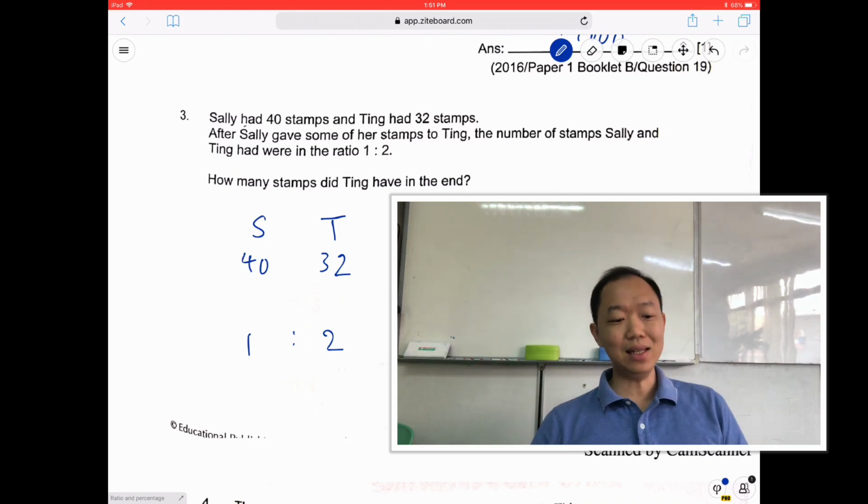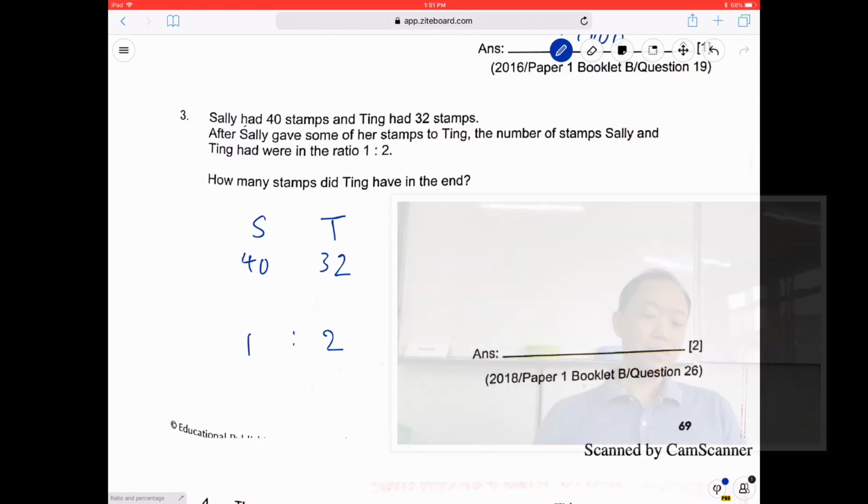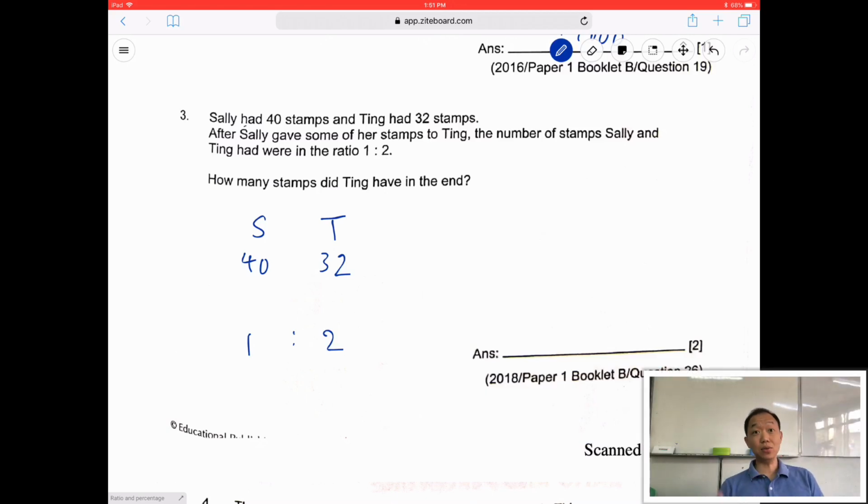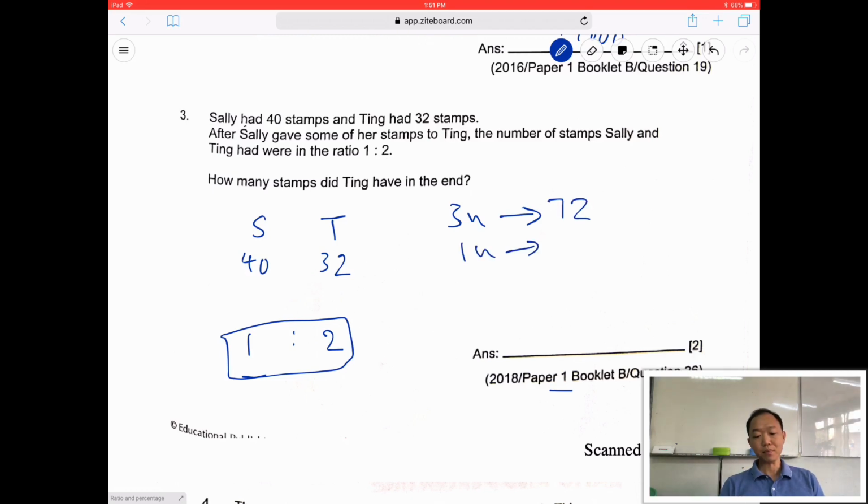Okay, so Sally gave to Ting. Now, if Sally gave to Ting, that means the total is still the same. Now, let's look at the ratio of the total at the end. It is 1:2, which means that total is 3 units. So 3 units got to be paper 1. So no calculator. 40 plus 32, 72. Okay, 1 unit is 24. So if 1 unit is 24, that means Sally has 24 and Ting has 48. So far okay? Very good.